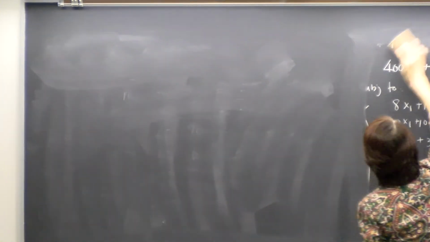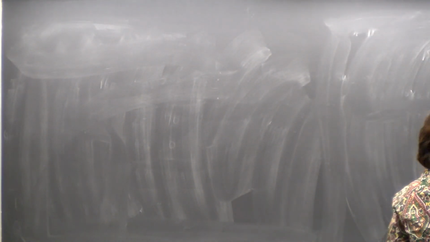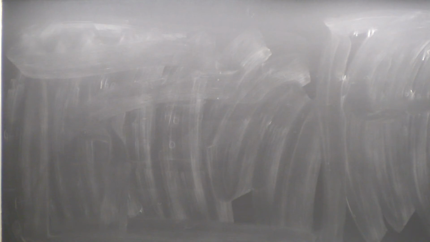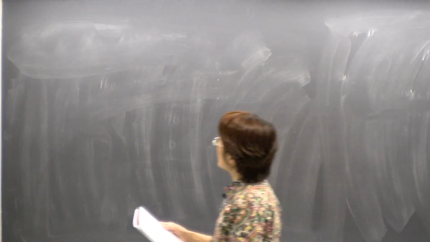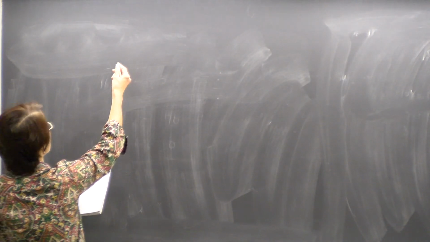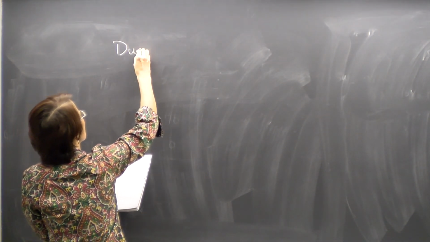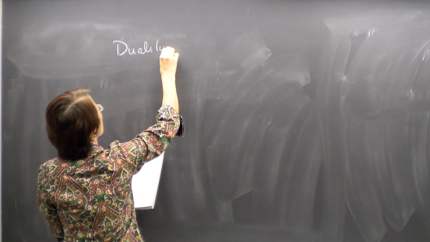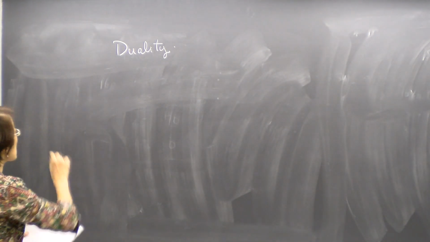Let's take a sneak peek of the next topic, which is a big deal, the duality. So two important concepts associated with the problems here. The first was convexity, which we covered, and the second is duality. Okay, so that's chapter 4.